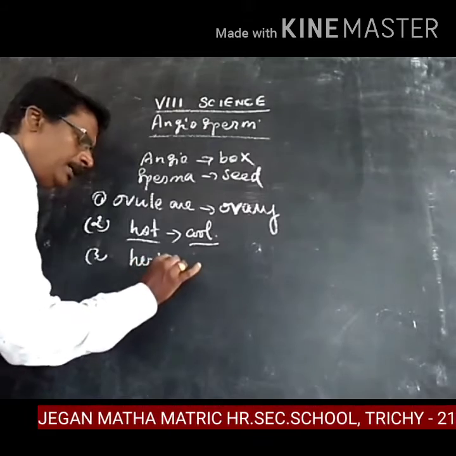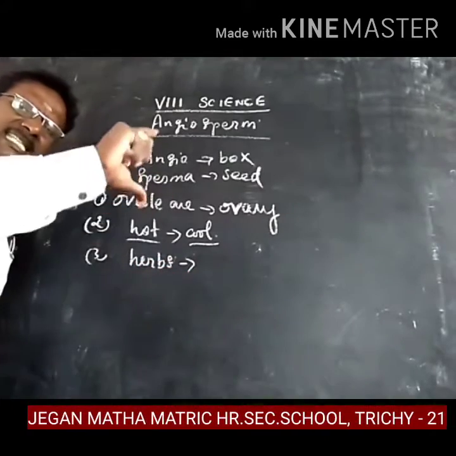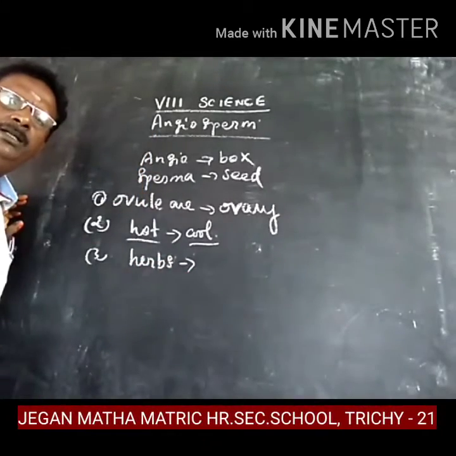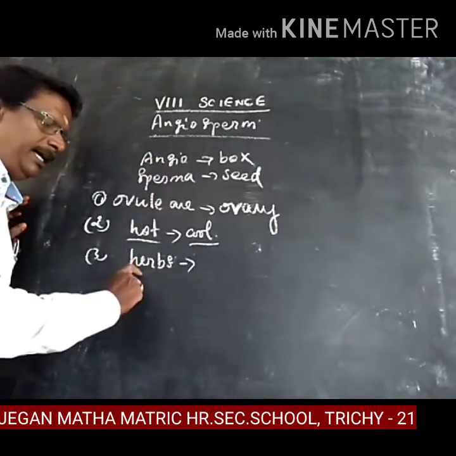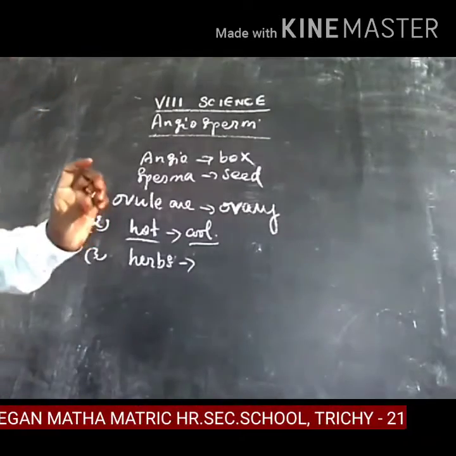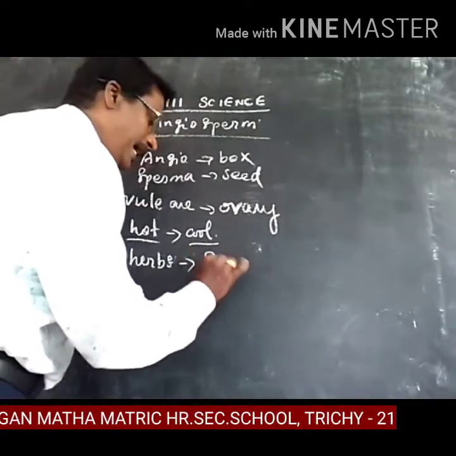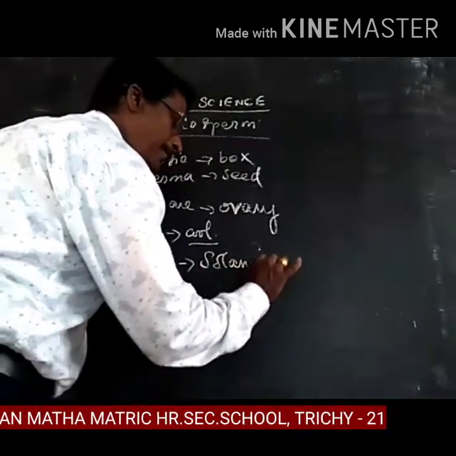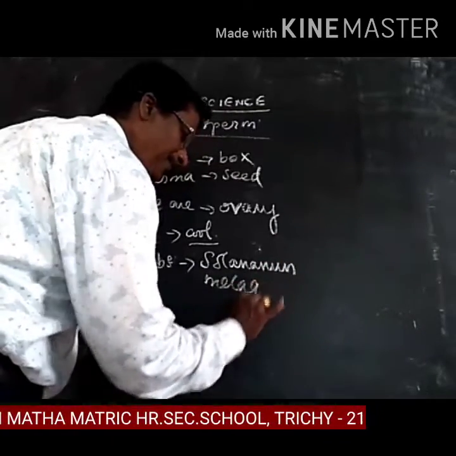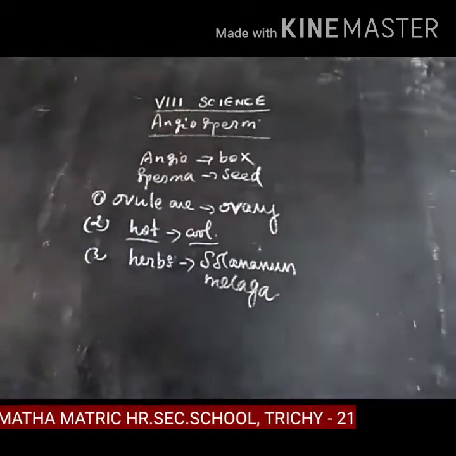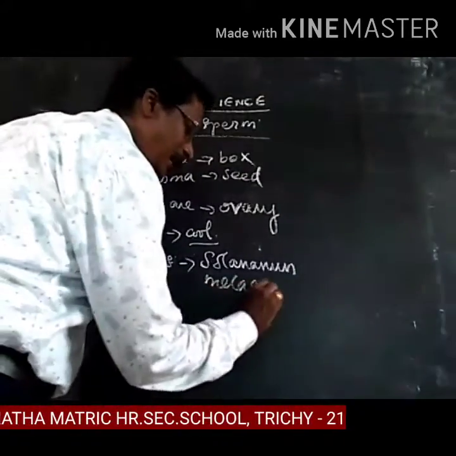Herbs means plants less than 3 feet. So the plant is less than 3 feet. It is called herbs. Example: Solanum melongena.